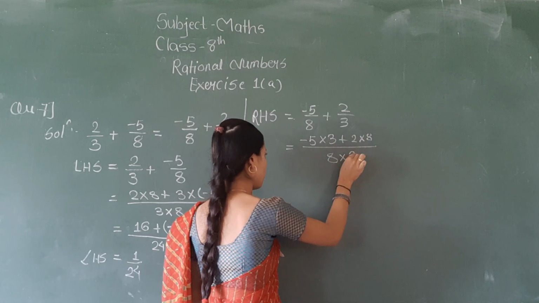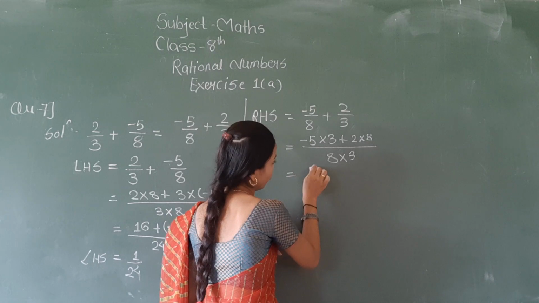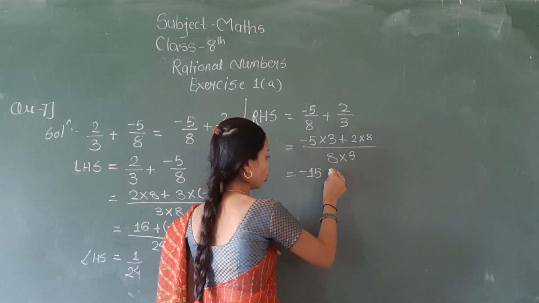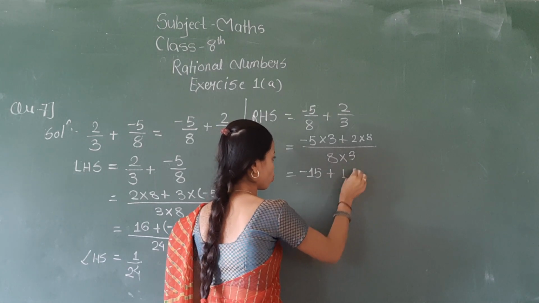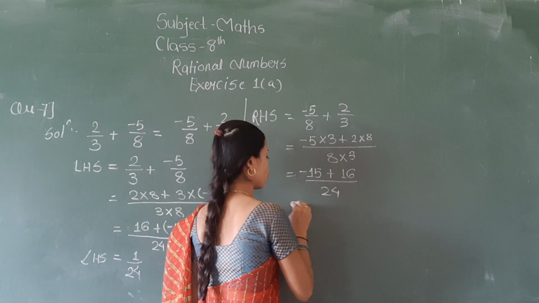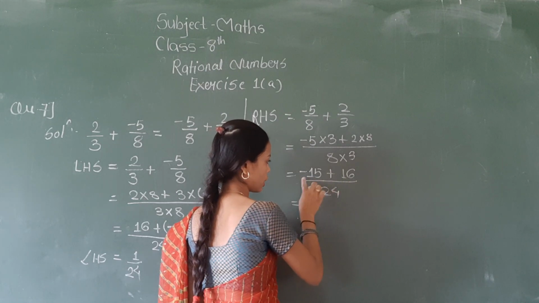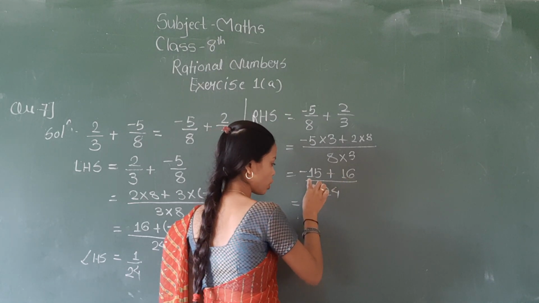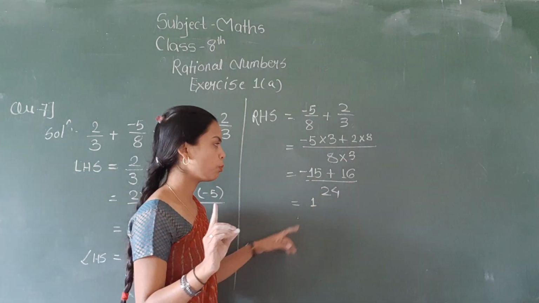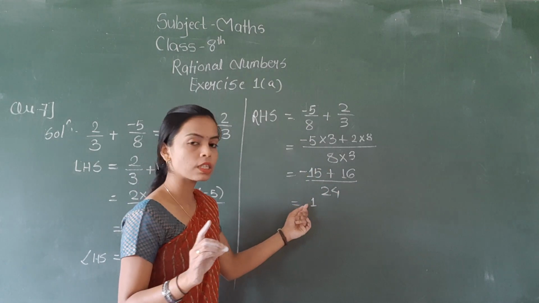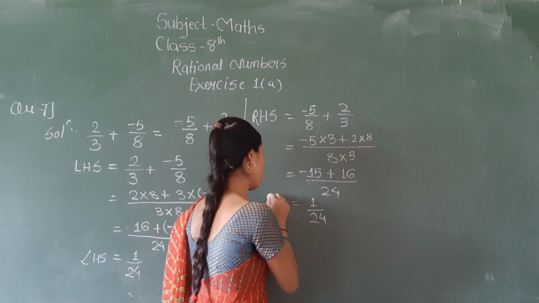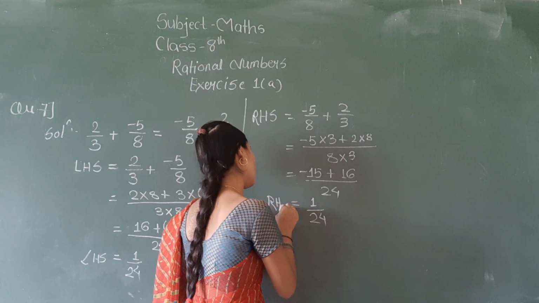So, what is the multiplication of minus 5 into 3? 15, and the symbol of a minus, because minus is only one time, and 2 into 8 is equals to 16, and in the denominator it is 24. Since one integer is positive and one integer is negative, here we perform the subtraction, so our answer is 1, and we have to place the symbol of the greater number, that is 16, that is plus, so we don't place here minus, so our answer is 1 upon 24. So RHS is equals to 1 upon 24.